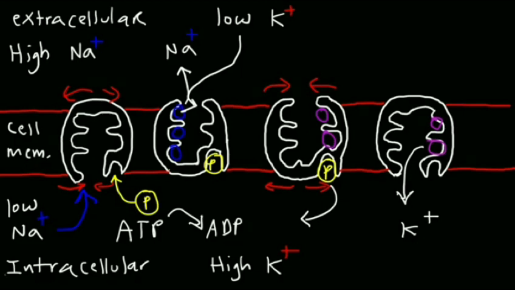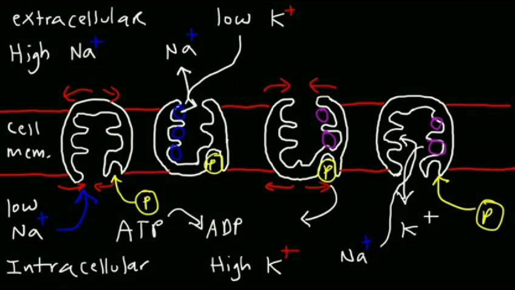At this point, the process is going to repeat itself. So the sodium ions that are inside of the cell, 3 of them are going to go back into the sodium-potassium pump. And the phosphate group, which will come from ATP, will re-enter the pump as well, repeating the entire cycle. So that's how the sodium-potassium pump works.